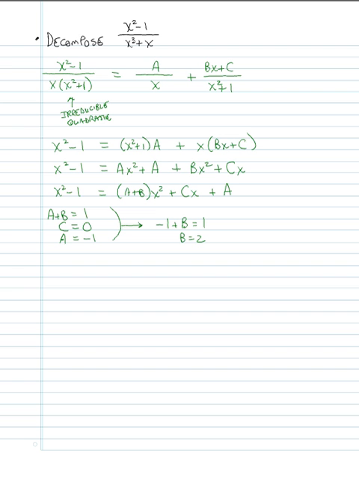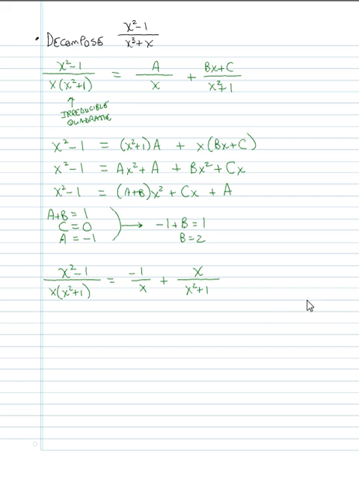So our decomposition is of this form: x squared minus 1 divided by x times x squared plus 1 is equal to a over x, negative 1 over x, plus bx plus c, that's over x squared plus 1. Well, the b is 1. The c is 0. So we have 1x plus 0, or just x, over x squared plus 1, and we have our decomposition.